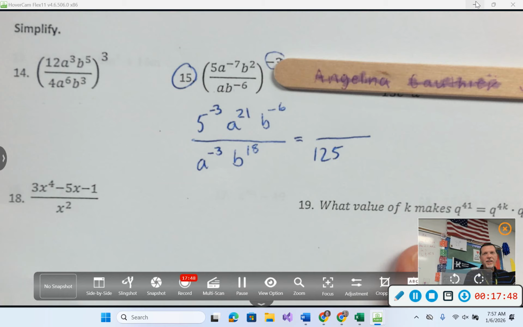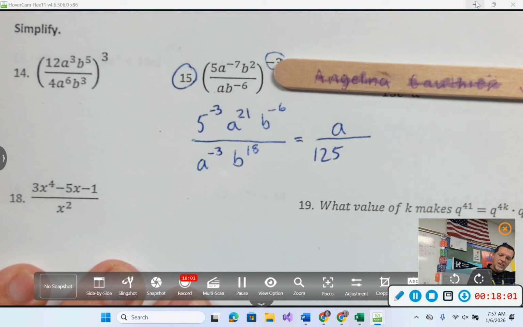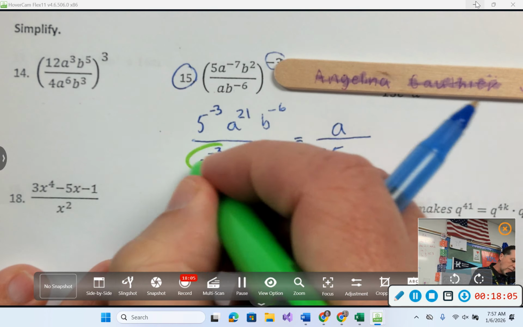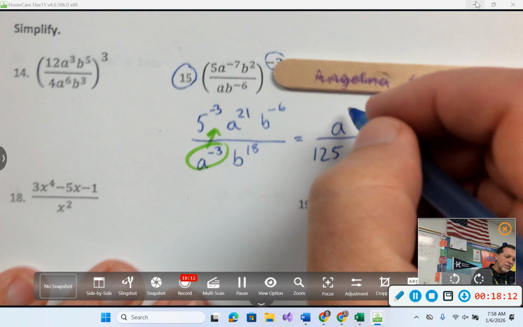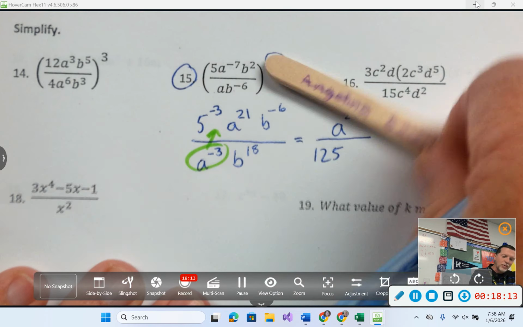Angelina, how about the A's? What becomes of the A's? How many and where? Okay, and how many will there be? Careful. That A to the 3rd goes to the top. 24. Yeah. So it'll be 3 in the top. We'll have A to the 24.